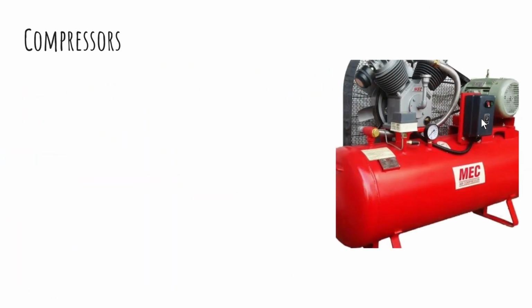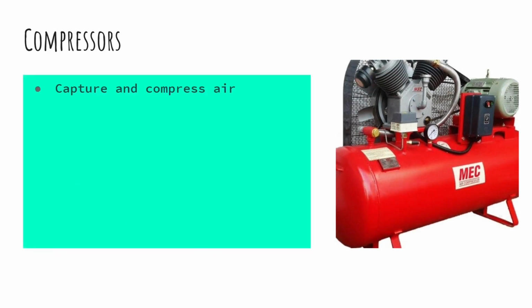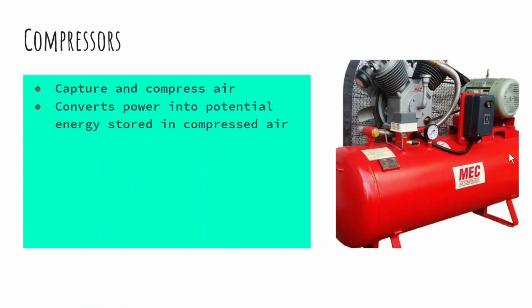The first one is the compressor. This is how it looks. Let's see the definition of it now. As I told, it's used to capture and compress air. It converts the power of the motors into potential energy stored in compressed air. This is the motor.